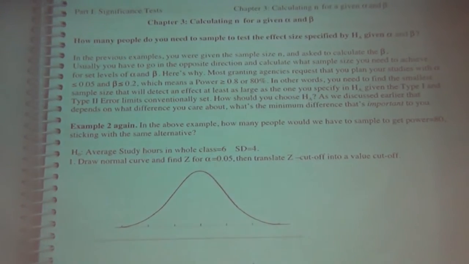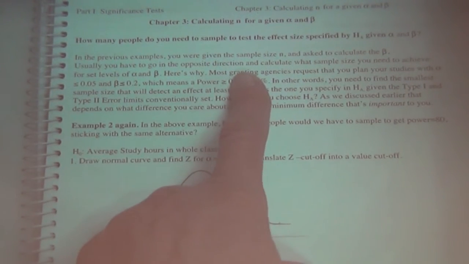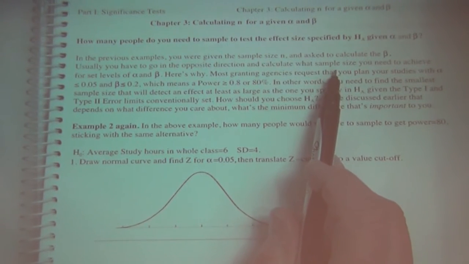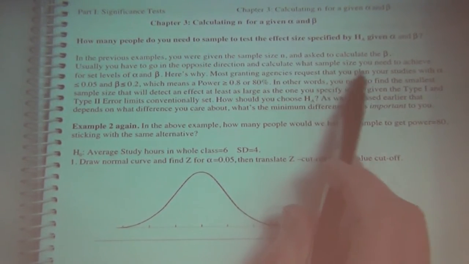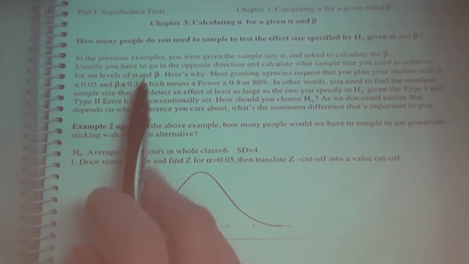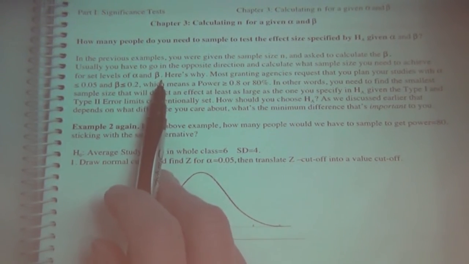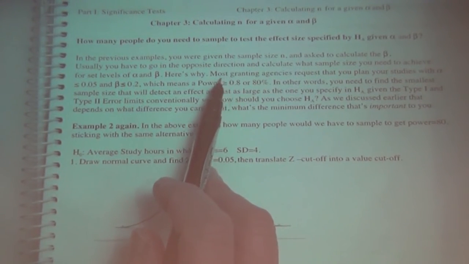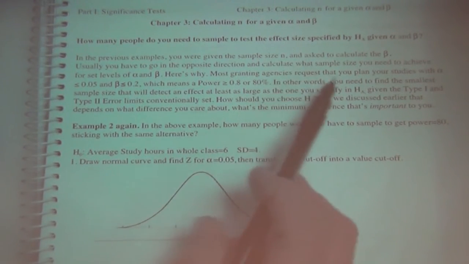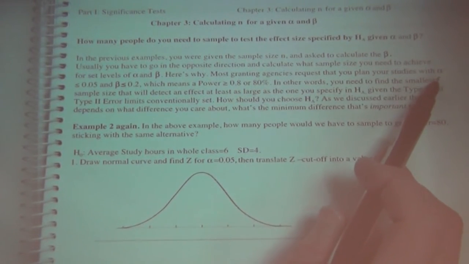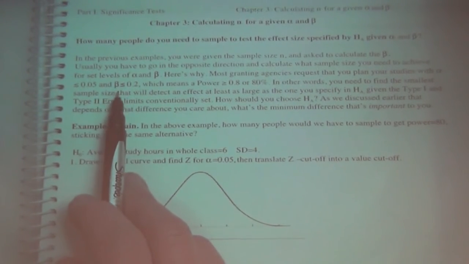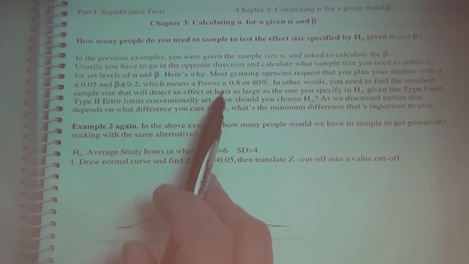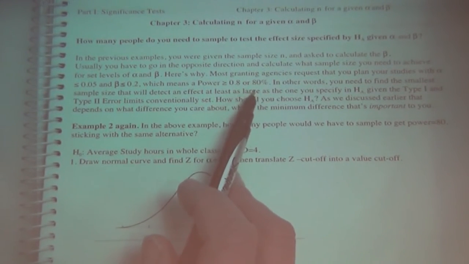Now, usually you have to go in the opposite direction. Usually, you have to calculate n. You have to figure out how big a sample you need to achieve set levels of the type 1 and type 2 errors. The most common reason is because granting agencies request that you plan your studies with alpha, the type 1 error, less than or equal to 5%, and the type 2 error less than or equal to 20%. Which means they want you to have a power greater than or equal to 80%.